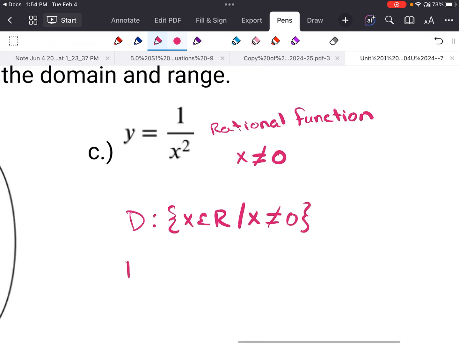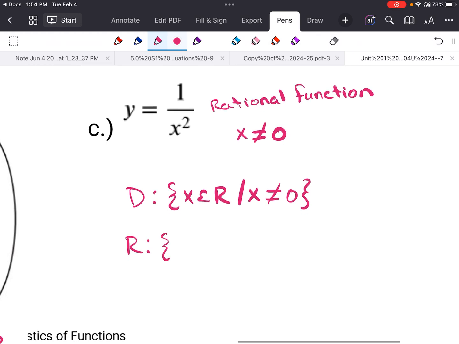And then we'll learn further in this class that this function also has a horizontal asymptote at y equals 0, so y also cannot be 0. We'll worry about that later on.